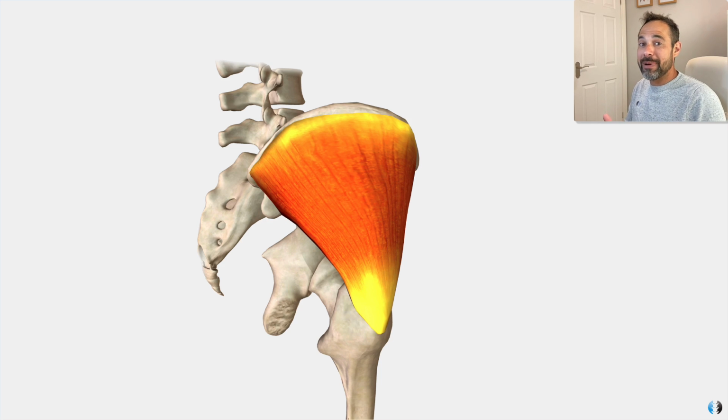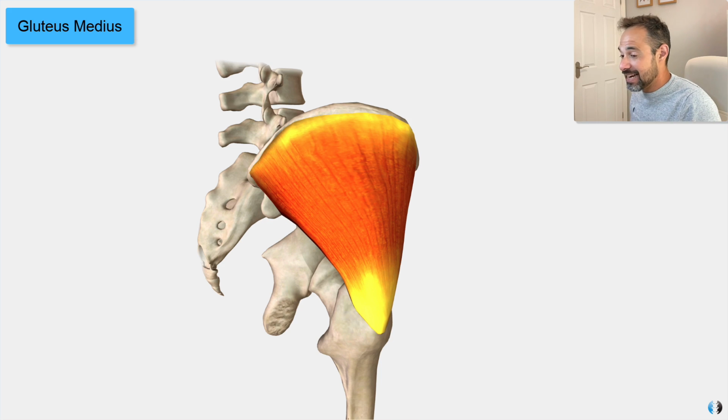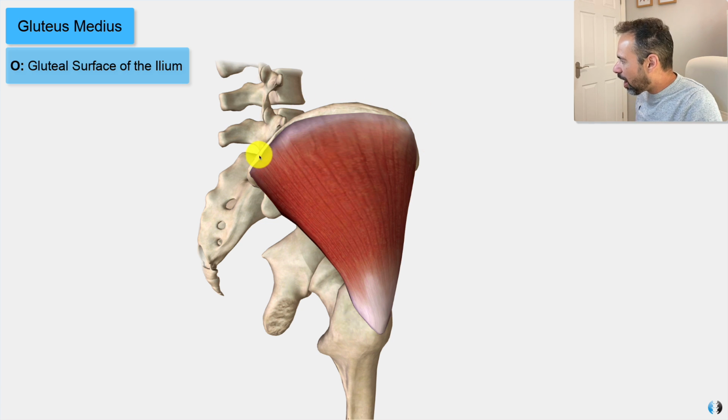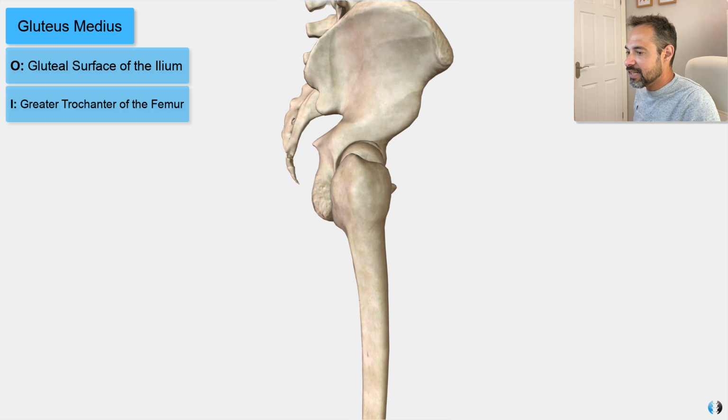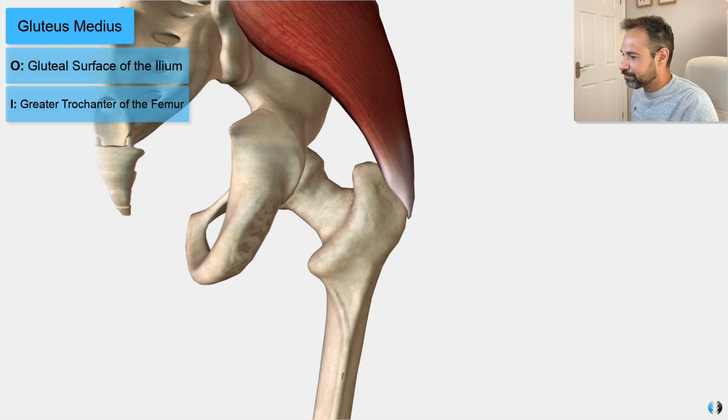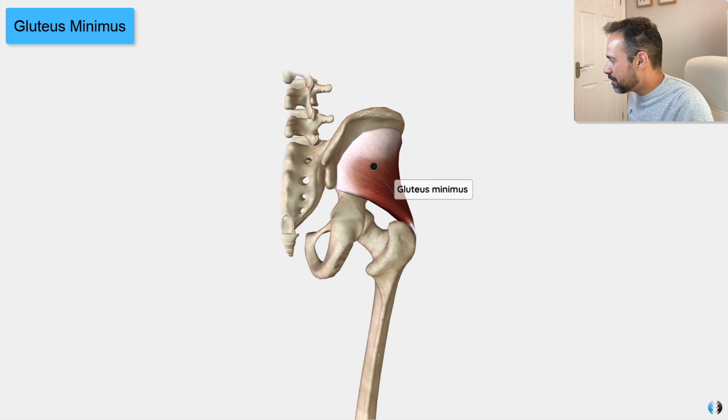So the next muscle to talk about is gluteus medius. Now, as we can see, this particular muscle originates on the gluteal surface of the ilium, but pay particular attention to just how high up on that gluteal surface it does actually originate from. Then we know that this muscle inserts into the greater trochanter of the femur. And in particular, we can see that it's almost on the slightly latero-posterior surface of the greater trochanter. And now let's move on to the gluteus minimus muscle.